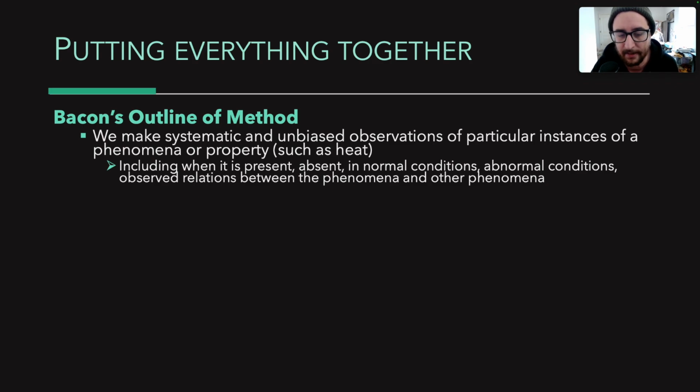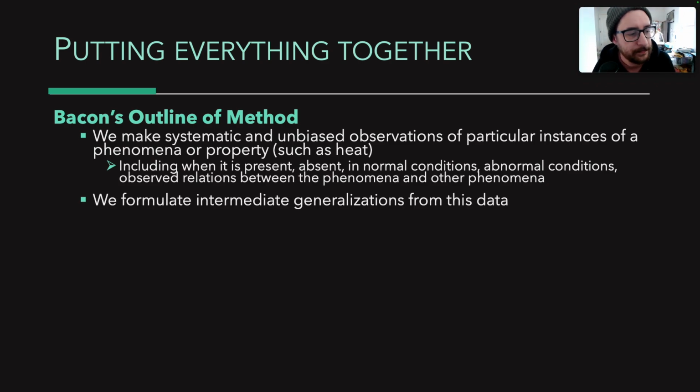Say where it's absent. And don't just say where there is heat in normal conditions, also say where it is in abnormal conditions. But also the relations here is, well, notice as heat goes up, water boils more vigorously. As heat goes down, water boils less vigorously. All of those observations about particular instances need to be gathered, and he's recommended actually gathering them and creating these tables where we have instances of presence, instances of absences, instances of variation.